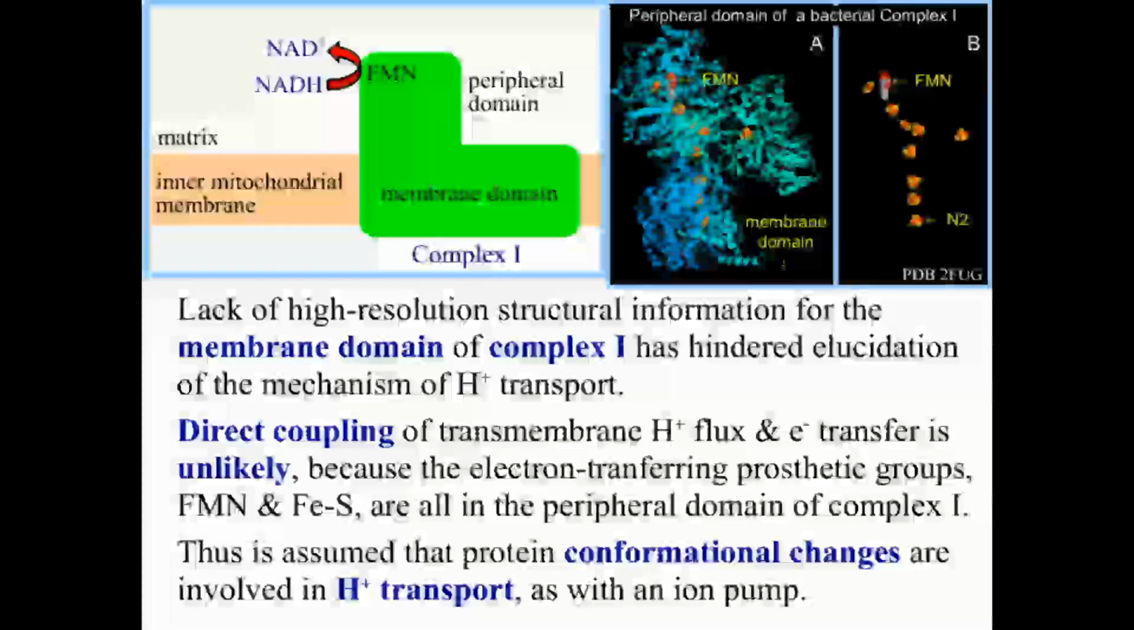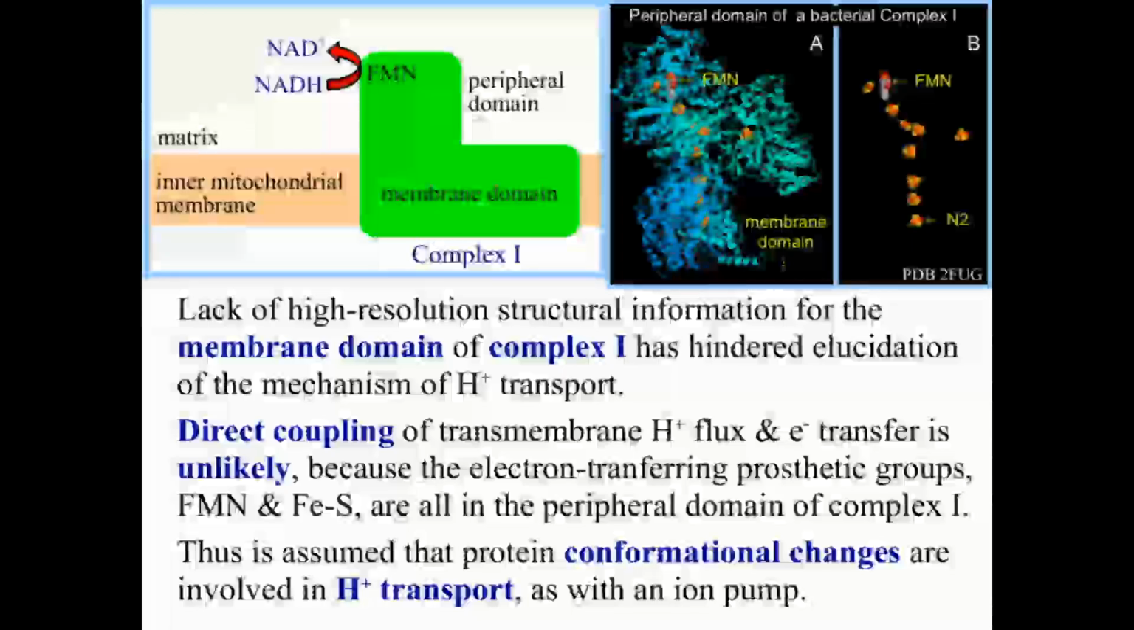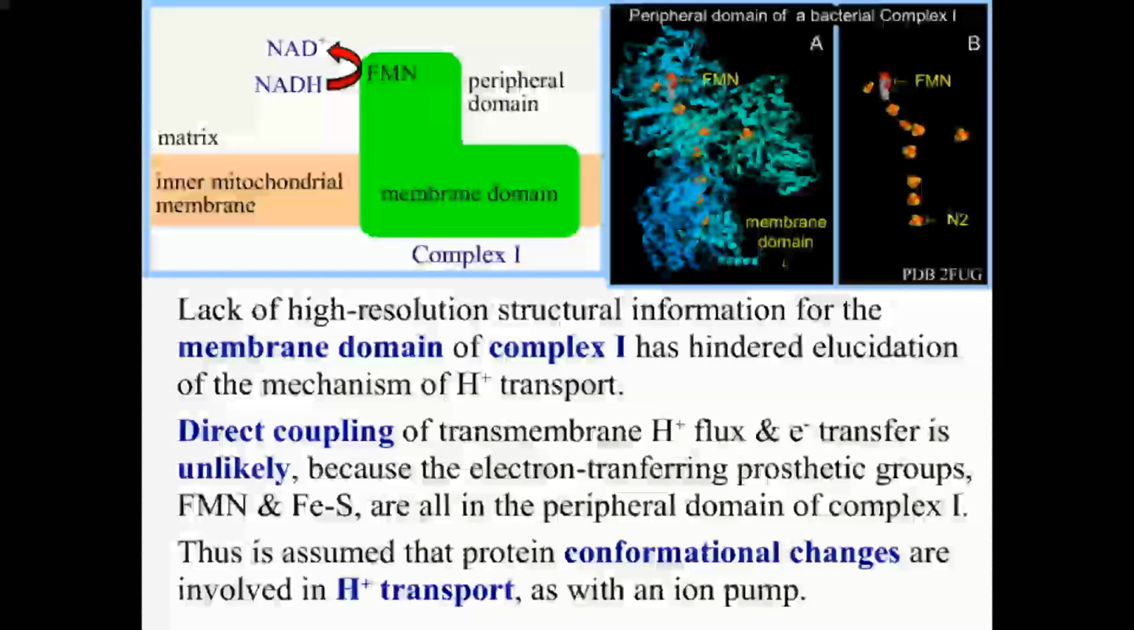Now, an important point to consider is that direct coupling between transmembrane H+ flux and electron transfer is unlikely. This is because the electron-transferring prosthetic groups, like FMN and the Fe-S clusters, are located in the peripheral domain of complex I, away from the membrane itself. So, it's not a straightforward one-to-one process where electrons and protons are directly linked at the same site.